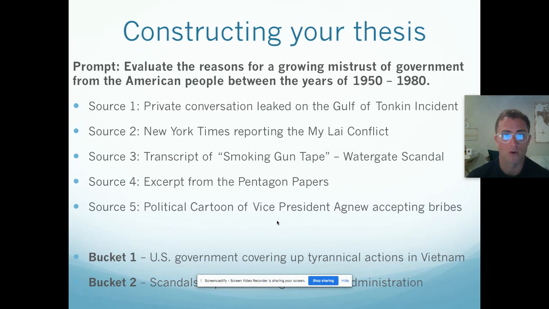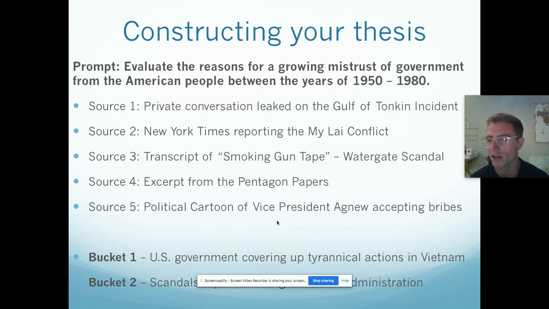Okay, so constructing your thesis. I like to do this with examples. If we had a prompt and the prompt said, evaluate the reasons for a growing mistrust of government from the American people between the years of 1950 and 1980. Okay, so this was like our 2014 DBQ question. And we see a growing mistrust of the government here.